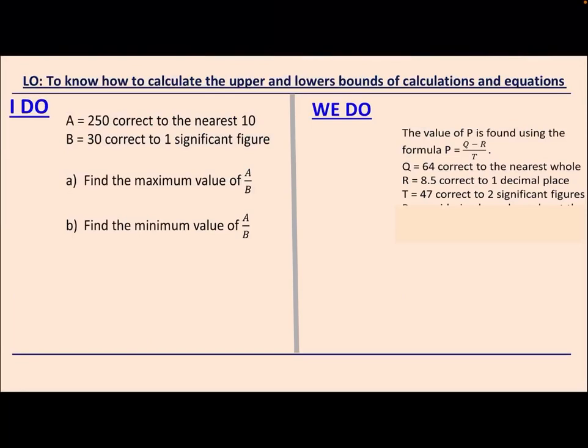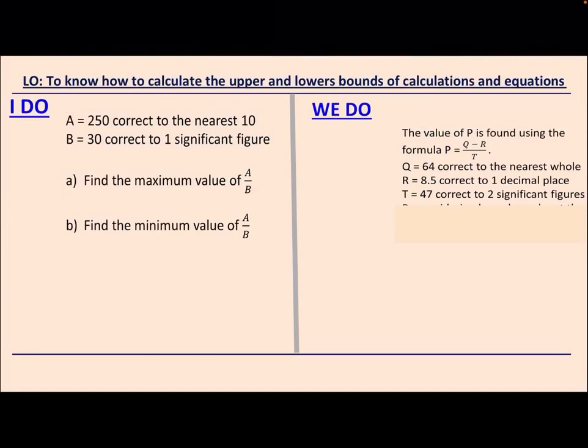So now we're going to do the I do, we do. With this question, it says A equals 250, correct to the nearest 10. B equals 30, correct to the first significant figure. Question A is asking us to find the maximum value of A over B, and question B is asking us to find the minimum value of A over B. So we basically need to find the upper and lower bound for both of these.